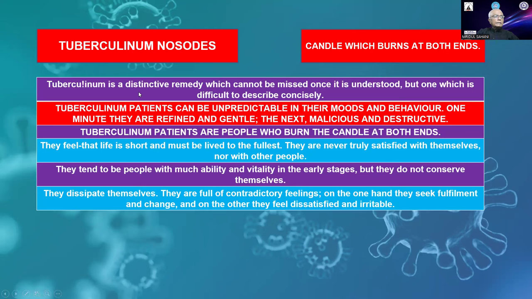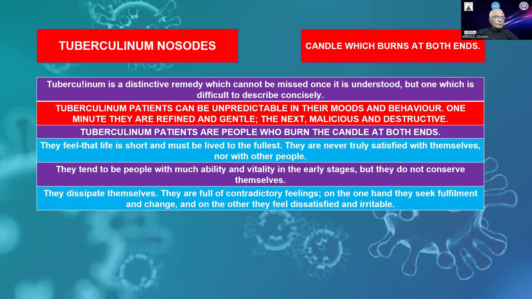Now, tuberculinum is a distinctive remedy which cannot be missed once it is understood, but one which is difficult to describe concisely. Tuberculinum patients can be unpredictable in their mood and behavior. Their mood is changeable. One minute they are refined and gentle, and the next minute they are very malicious and destructive. These are people who burn at both ends. When they are cool and mild, they are burning inside. When they are outraged, they are burning outside.